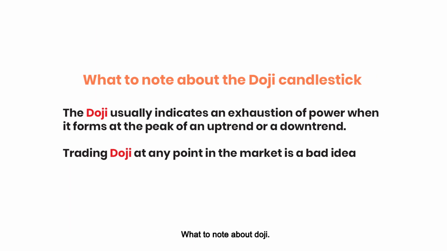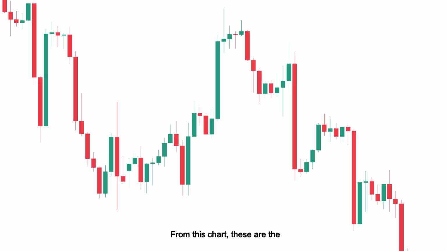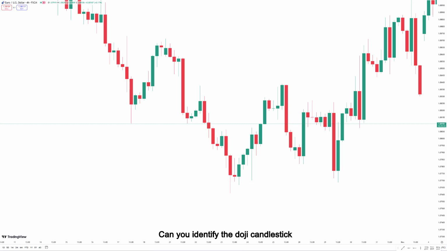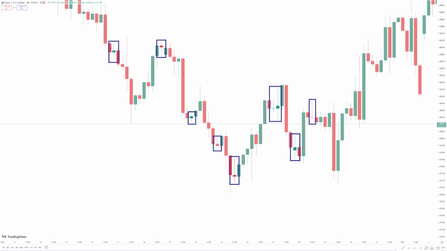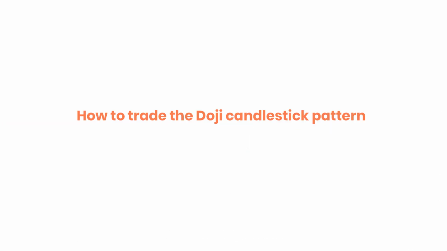What to note about doji? The doji usually indicates an exhaustion of power when it forms at the peak of an uptrend or a downtrend. Trading doji at any point in the market is a bad idea. Here are real chart scenarios for the doji candle. From this chart, these are the doji candlestick patterns identified. Can you identify the doji candlestick patterns in this chart? How to trade the doji candlestick pattern.